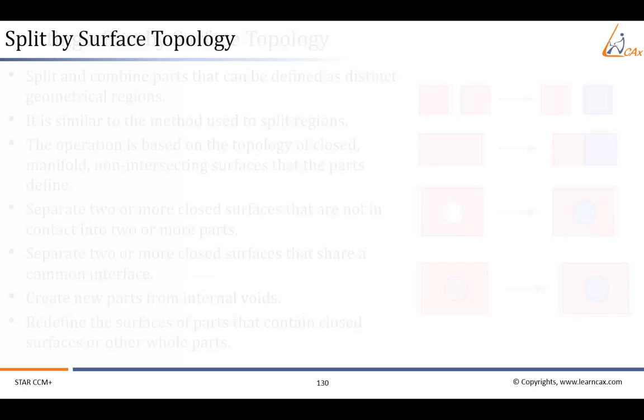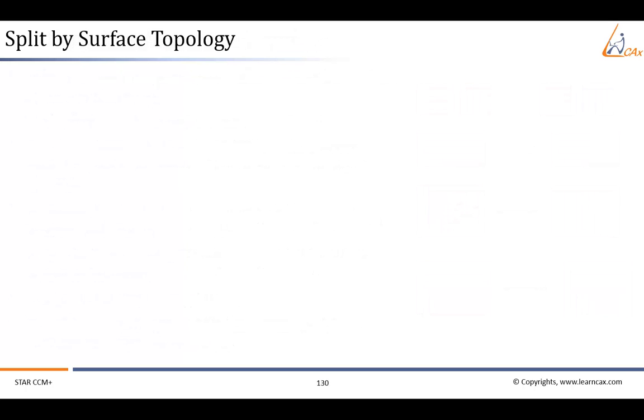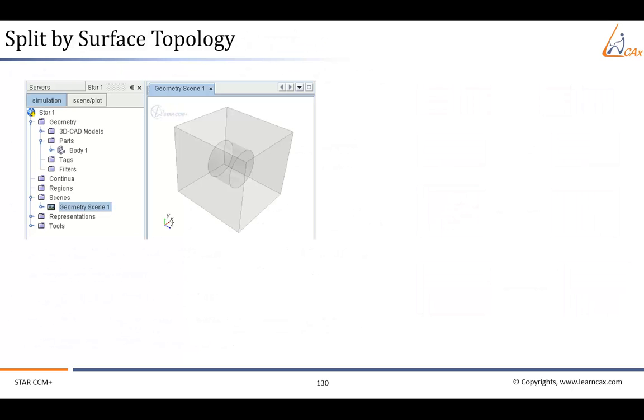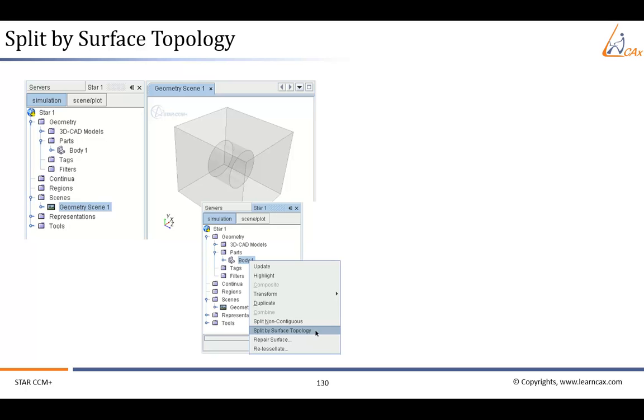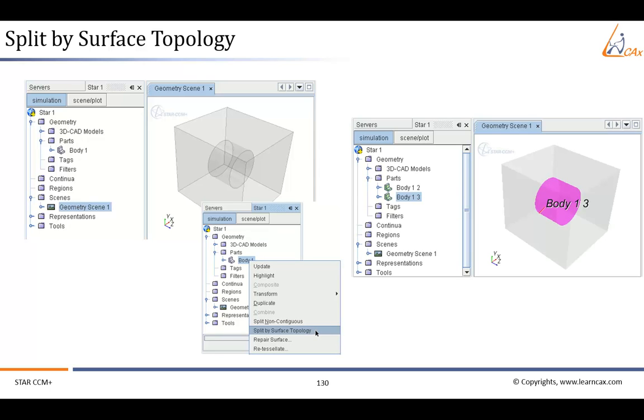Let us see an example of split part by surface topology. As shown in the figure, first we have a complete body called body 1 with a surface topology defined in such a way that we have an inner cylindrical surface. When we use the split part by surface topology operation, we get two bodies. Body 1-2, which is the block, and body 1-3, which is the inner cylindrical region.